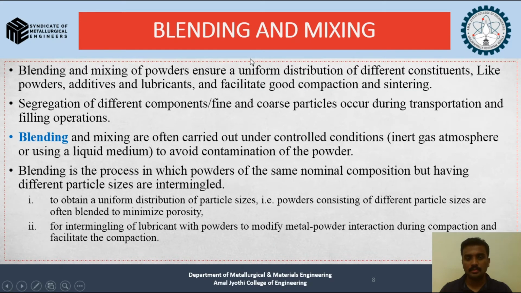Now comes the most important topic for today's discussion, that is the blending and mixing operations. Blending and mixing powder ensure that there is a uniform distribution of different constituents like powder, additives and lubricants. So all the lubricants, additives and the powder are mixed together for the compaction process, and after this compaction we go for the sintering operation. So this is the basic idea of powder metallurgy. We have to make sure that proper mixing and blending happens on the powder.